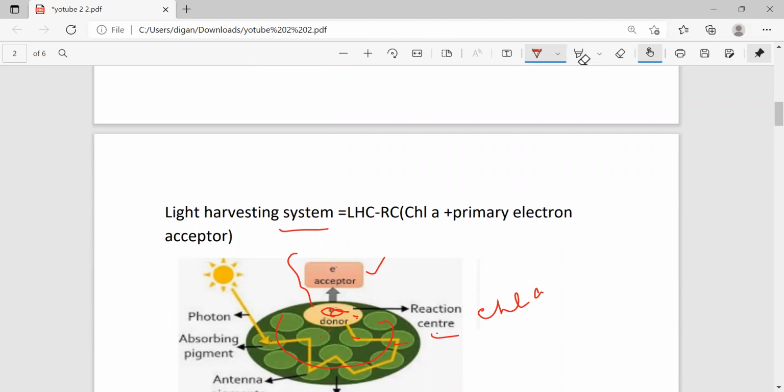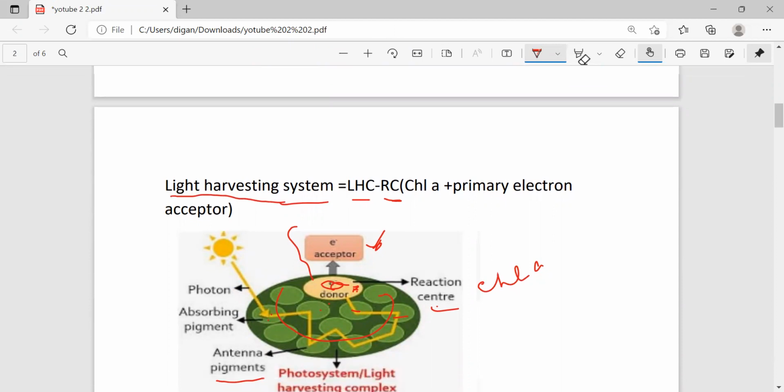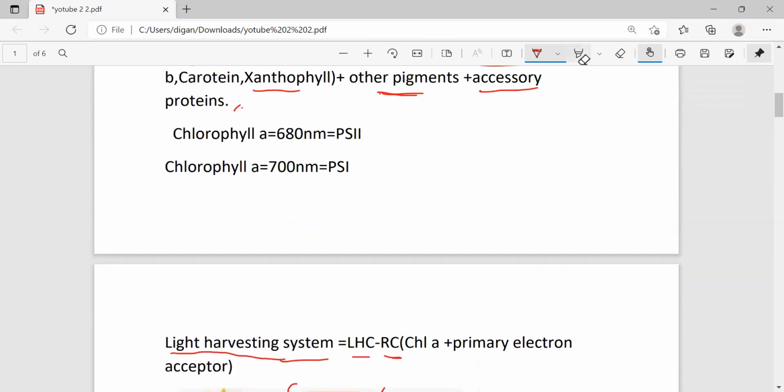When the reaction center means this one, chlorophyll A plus the primary electron acceptor, these two are removed, then the other portion is known as the light harvesting system. So never confuse between light harvesting complex and light harvesting system. And then come to the names photosystem 1 and photosystem 2.